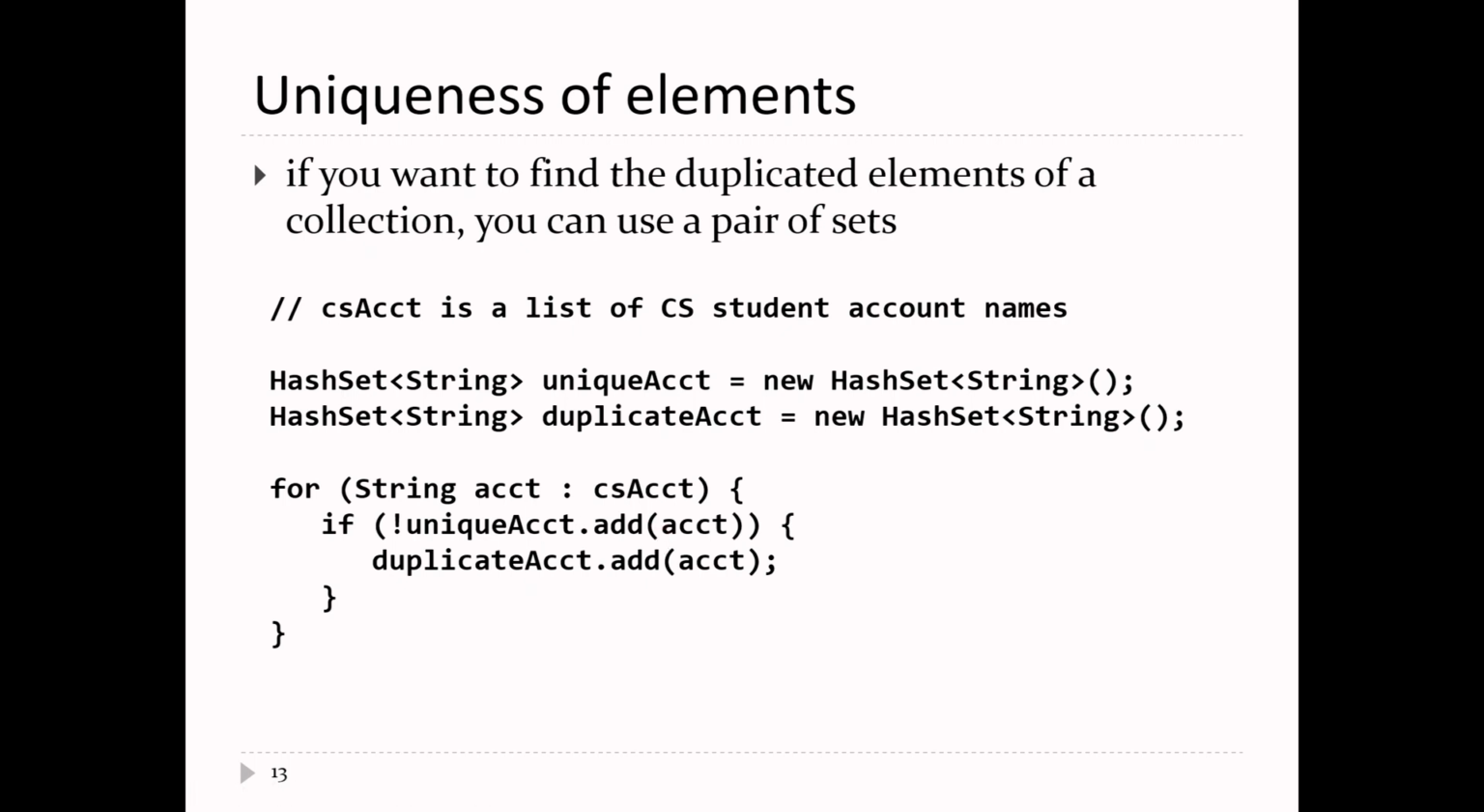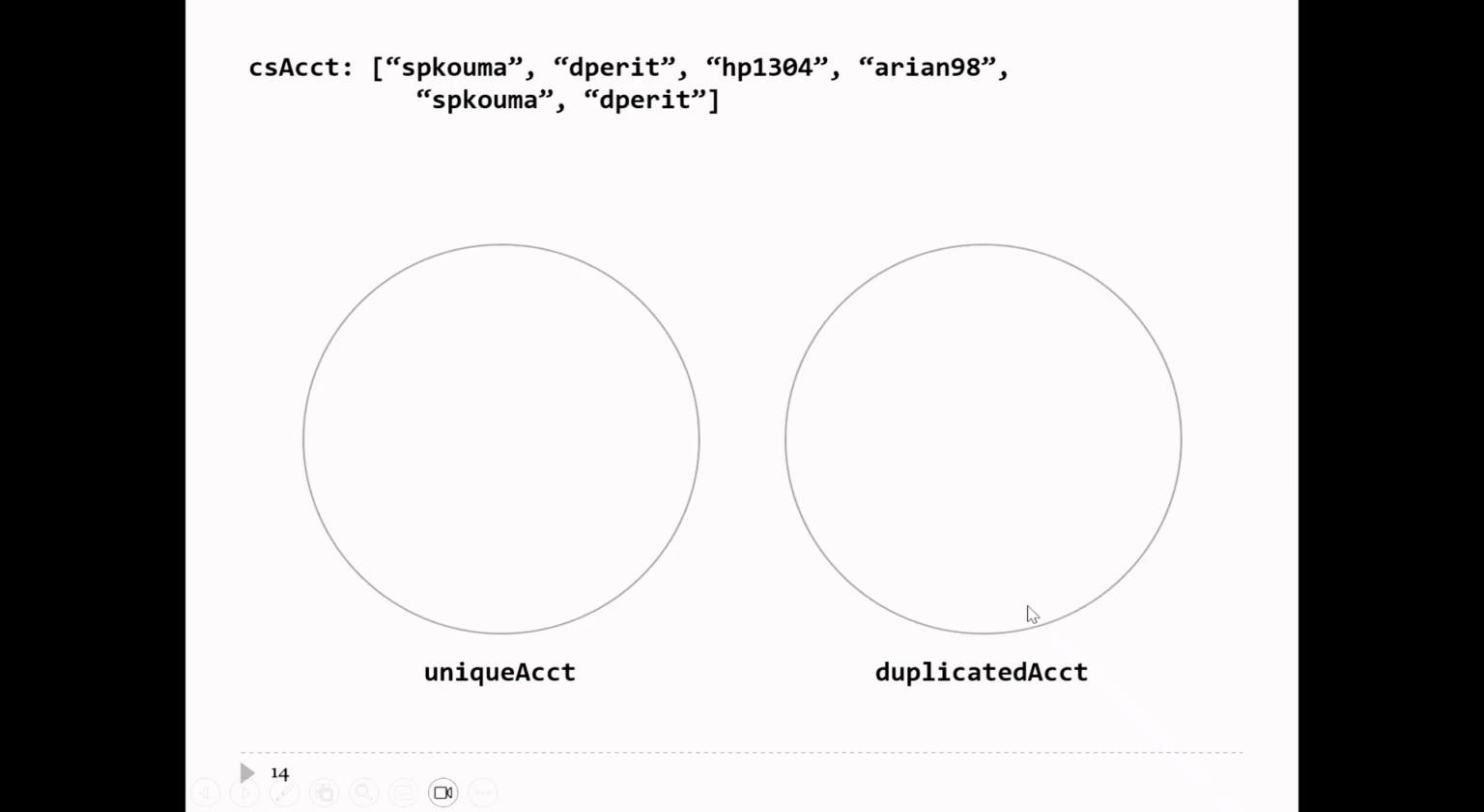So if add returns false, I know I have a duplicated account. So just go ahead and add the duplicated account to the set of duplicated accounts. If that account is already in duplicated accounts, it doesn't get added again. Because again, it's a set, so the sets always ensure that there's no duplicates.